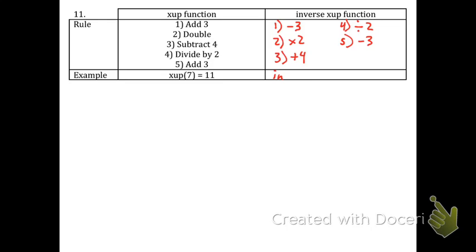Alright, let's check this out. So inverse XUP function, I'm going to plug in 11, see if I get a 7 out. So 11 minus 3 is 8, times 2 is 16, plus 4 is 20, divided by 2 is 10, minus 3 is 7. So, yep, that looks like it works.